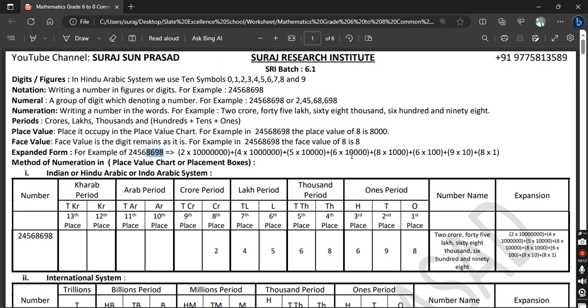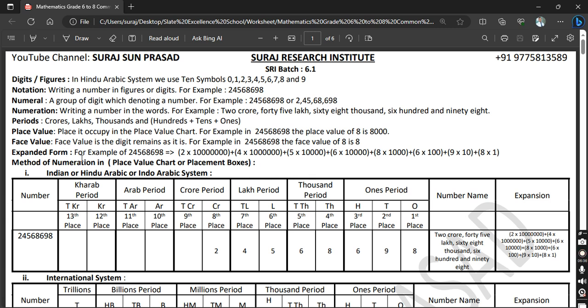4 numbers, as you are able to see here, so it will be 4 zeros. Similarly, after it, how many digits are there? 3 digits, so here it will be 3 zeros. After that, after 6 there are 2 numbers, so it will be 2 zeros. After 9 only one digit is there, so only 1 zero. After that, after 8 there is no number, so I will write 8 into 1.